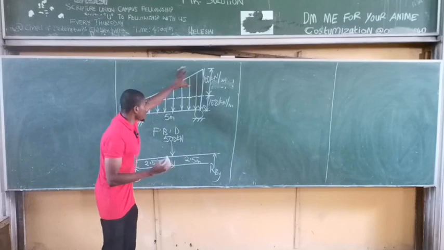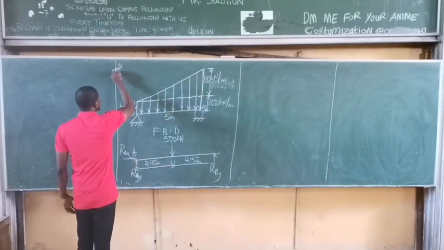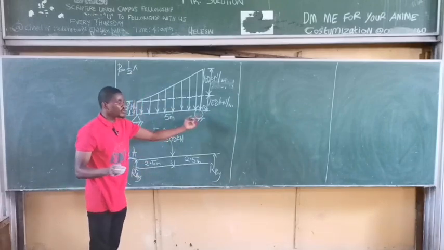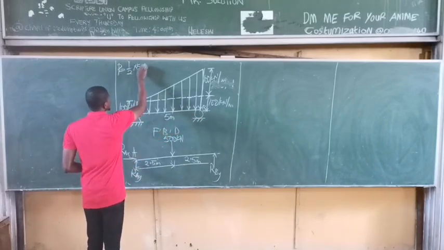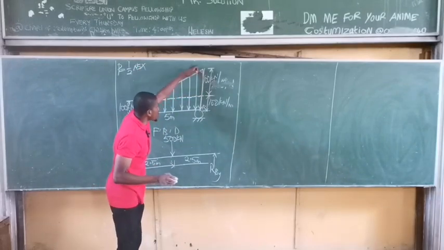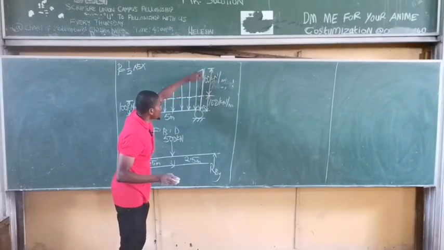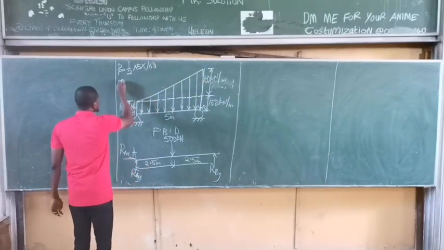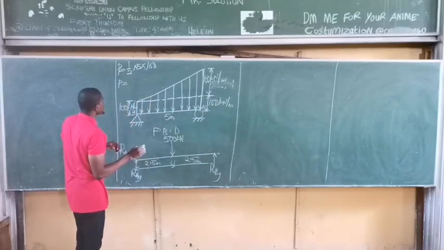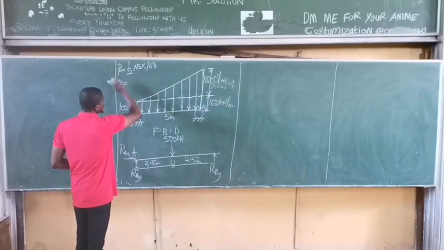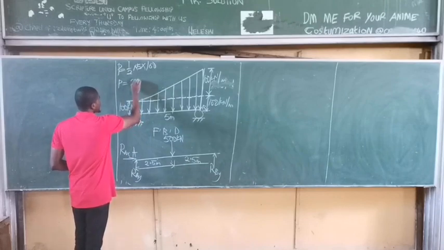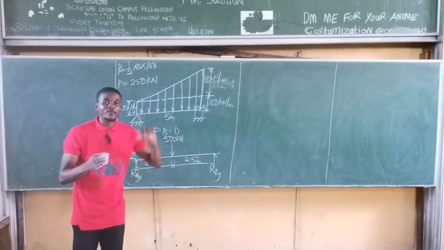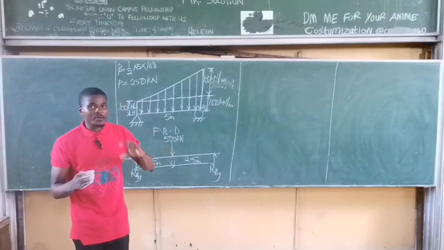The area of this shape is triangular, so it simply means that the point load of the uniformly varying load is simply half base times height. Base is simply what? The length covered by the UVL, which is 5. Height is the maximum load of the UVL. The maximum load of the uniformly varying load here is 100 kilonewtons per meter. So multiply by 100. Okay, so it means that the point load of this uniformly varying load will simply become 50 by 5, 250 kilonewtons. So this becomes the point load of the UVL, the point load of the uniformly varying load.